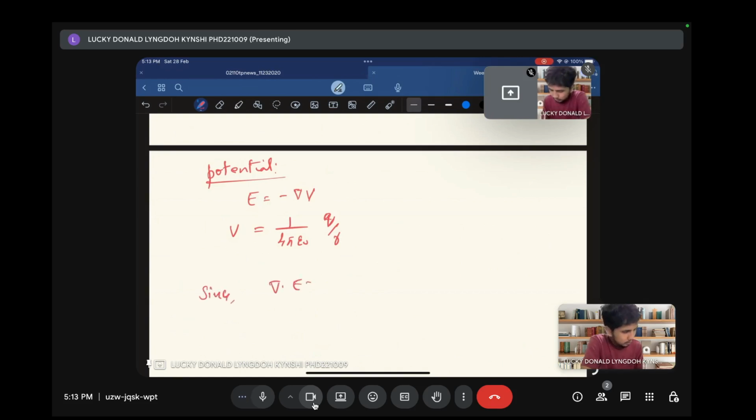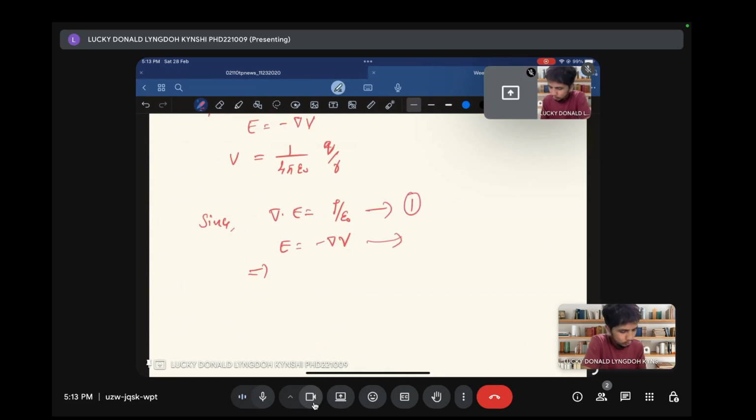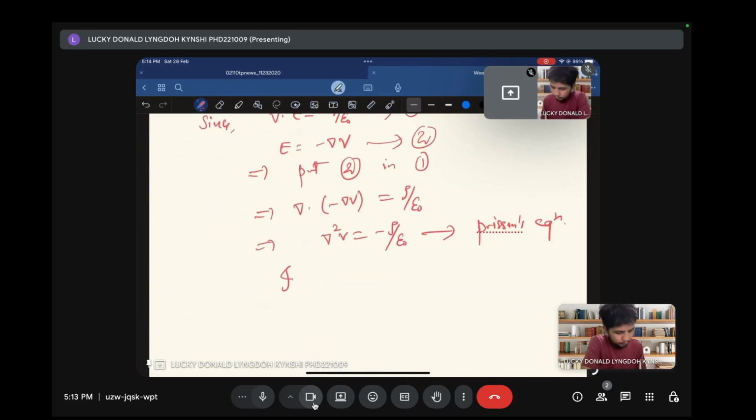Since del dot E is equal to rho by epsilon naught, which we have just obtained from Gauss law, and E is equal to minus del V, then you can replace. Suppose this is 1, suppose this is 2, put 2 in 1, what do we get? Del dot E will give del dot of minus del V equal to rho divided by epsilon naught, which is del square V is equal to minus rho divided by epsilon naught. This is your Poisson's equation. And if rho equals 0, then del square V equals 0, which gives you what is known as the Laplace equation.